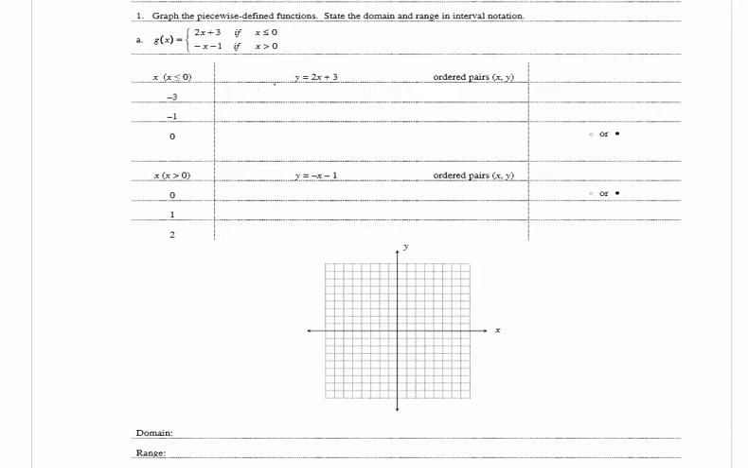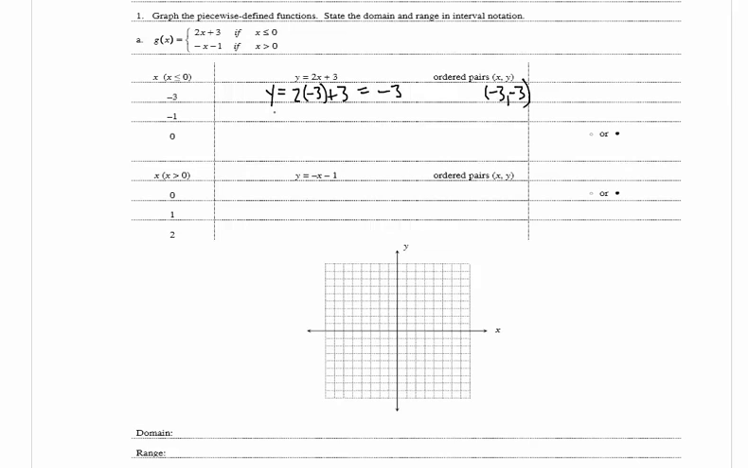So the first piece of the function we're going to look at is y is equal to 2x plus 3, and we're going to look at x values that are less than or equal to 0. And we have negative 3, negative 1, and 0 chosen for us. So if x is equal to negative 3, then y is equal to 2 times negative 3 plus 3, and 2 times negative 3 is negative 6, plus 3 is negative 3. So we can write the ordered pair of negative 3, negative 3.